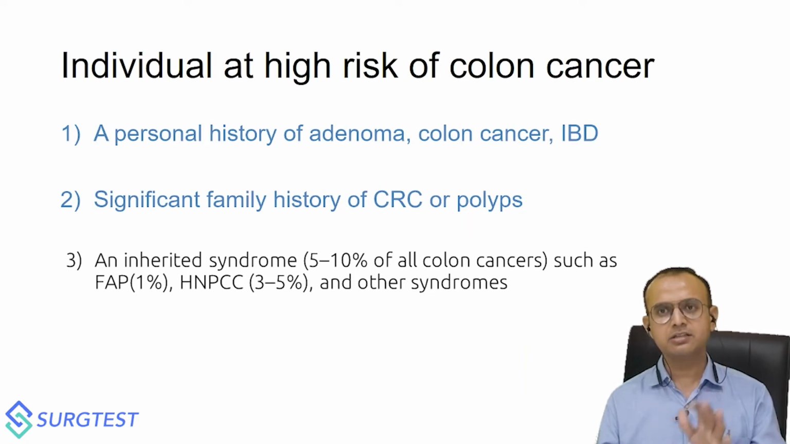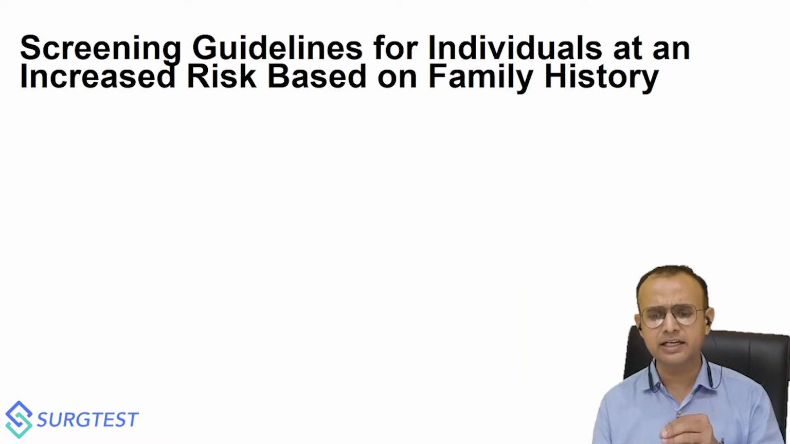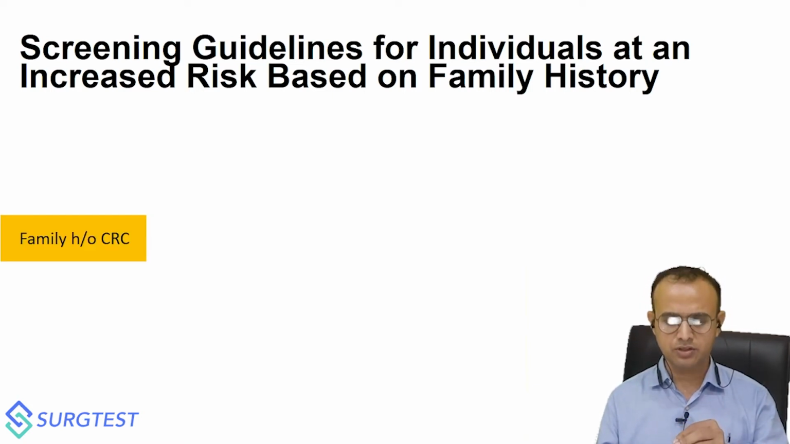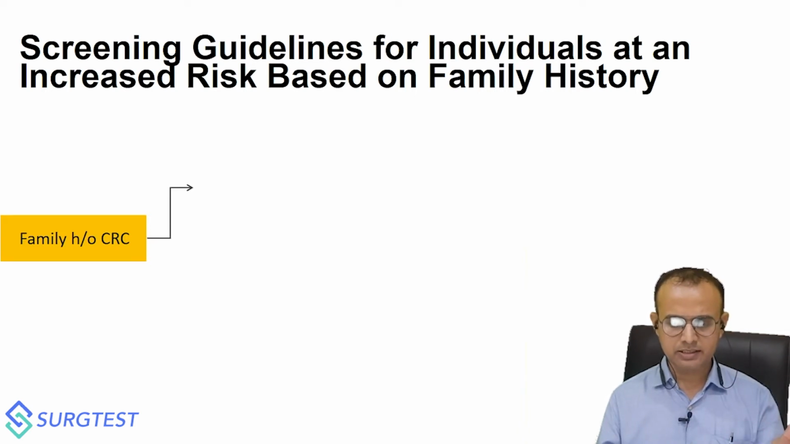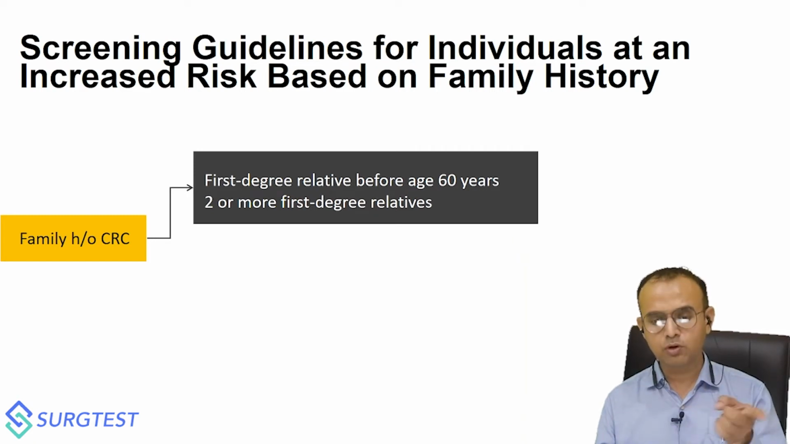In high risk, the protocol is a little bit different. The screening guideline for an individual at increased risk based on family history: if family history of colorectal cancer is there, whether he belongs to a first degree relative before the age of 60, or two or more first degree relatives.